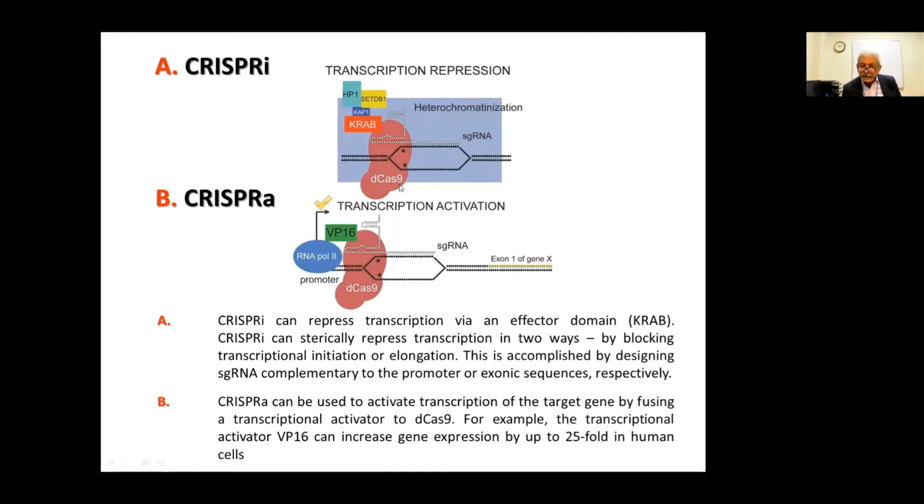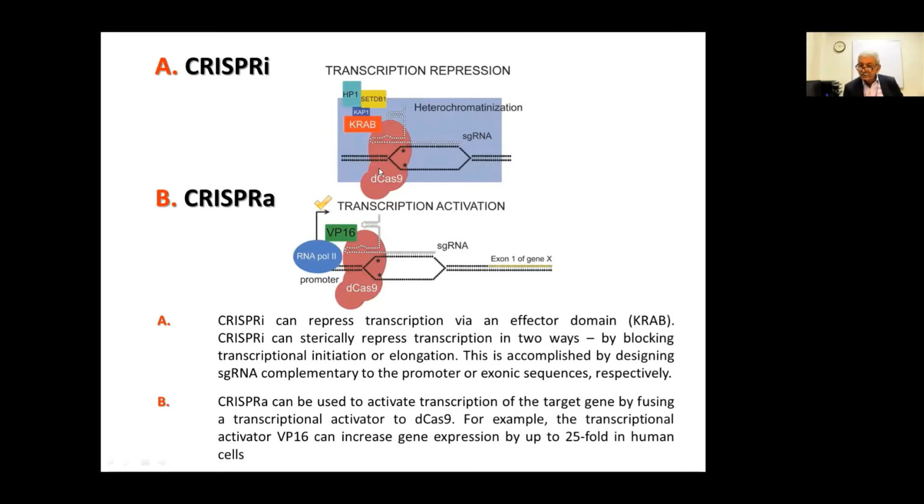If you design this sgRNA or gRNA, meaning the same thing, okay, single guide or guide RNA, against a promoter region where the RNA polymerase binds, so what will happen? This enzyme will go along with the gRNA and it will just occupy that place.